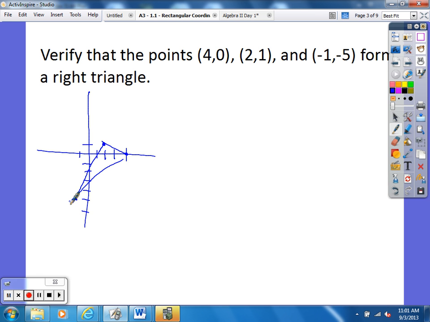Now, please note, when I say prove, this is not geometry class. You're not doing an actual proof. That should make you feel better. Immediately, I saw some sighs of relief.